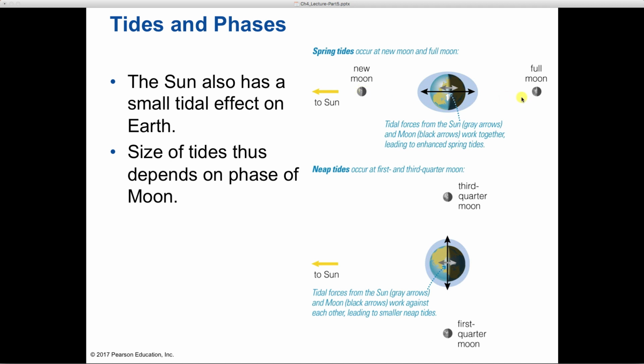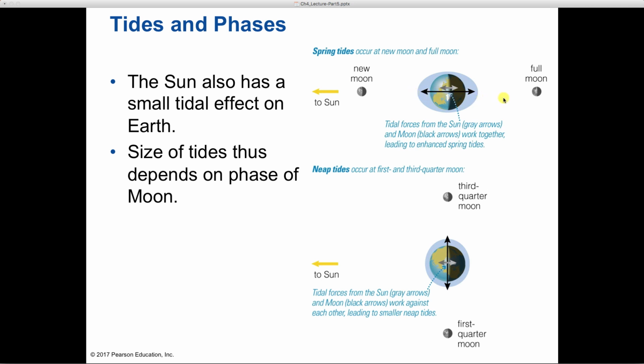But when you have a new moon or a full moon, the effect of the sun and the moon kind of add together. These two double arrows kind of reinforce each other. When you have a third quarter or a first quarter moon, the double arrow of the sun is perpendicular to the double arrow of the moon, and the effect is to kind of cancel each other out. So the high tide bulge here and here is not as big as it is when it's in a new moon or a full moon phase.